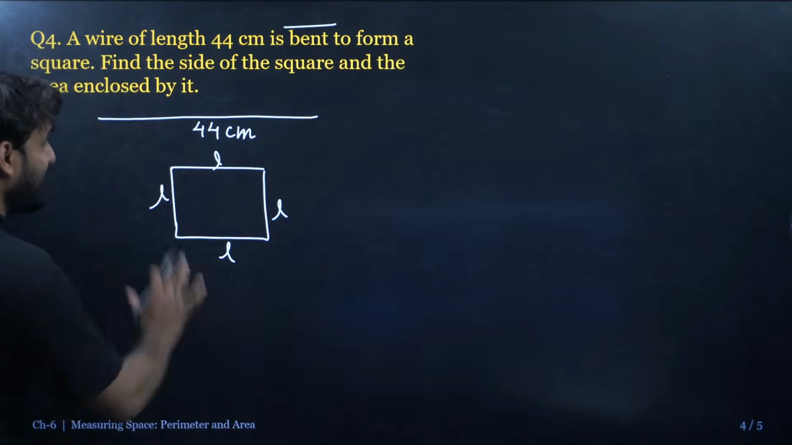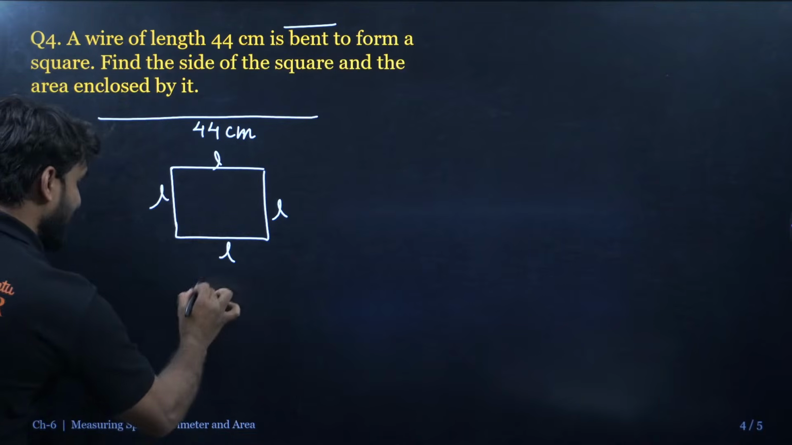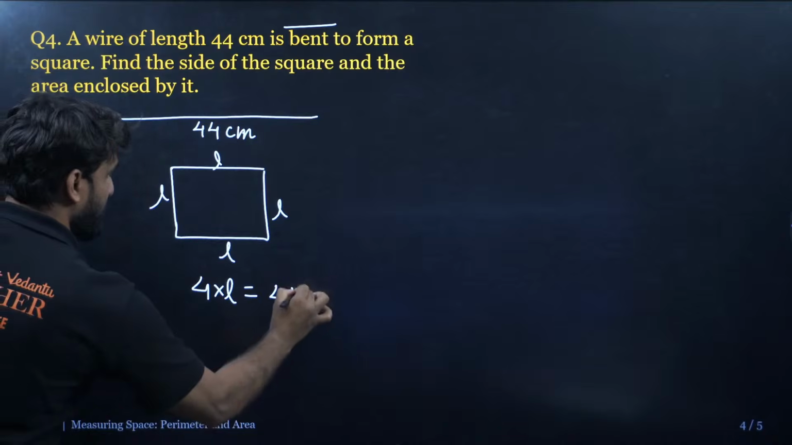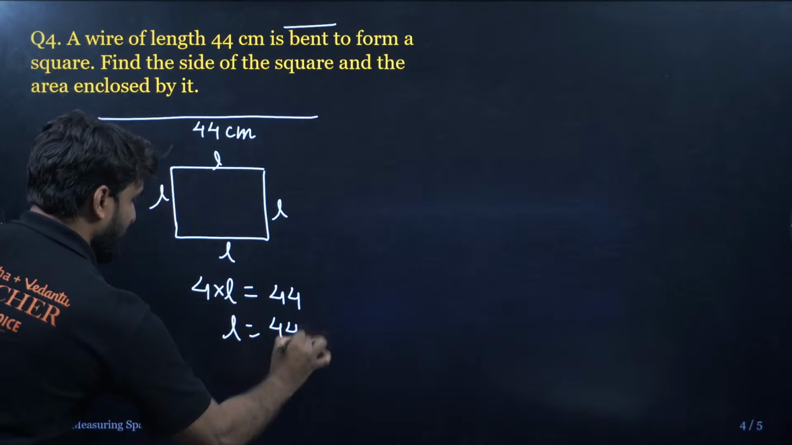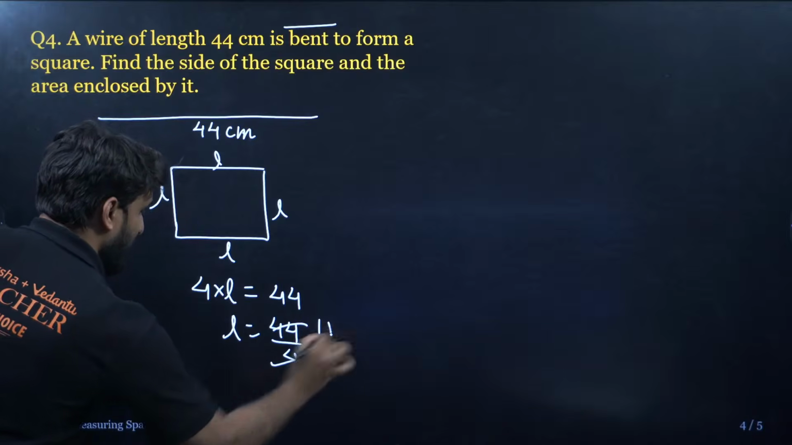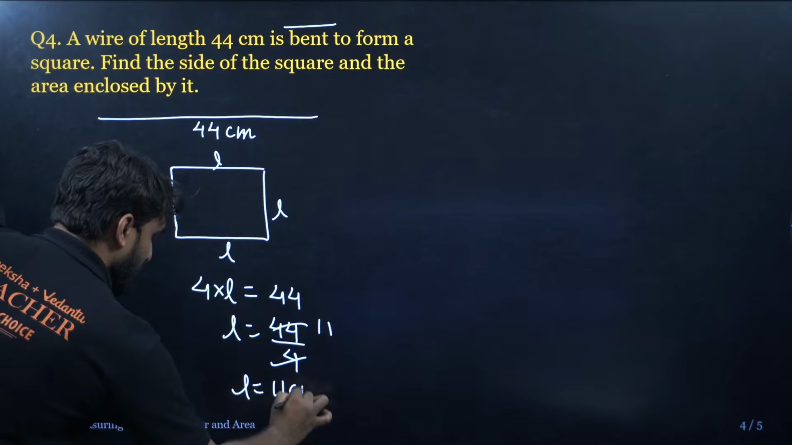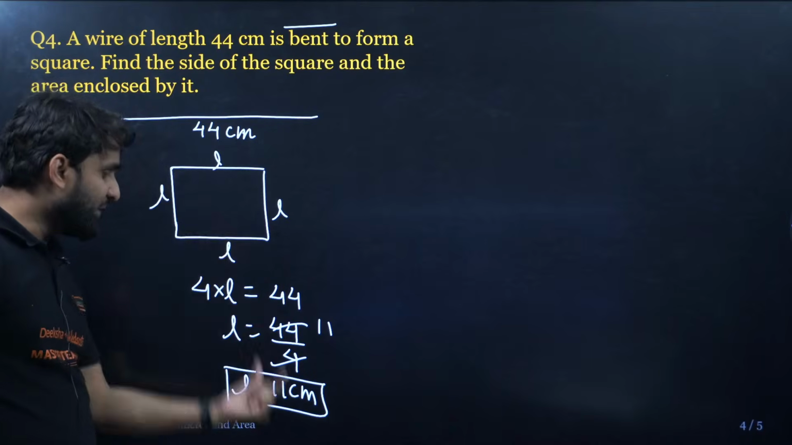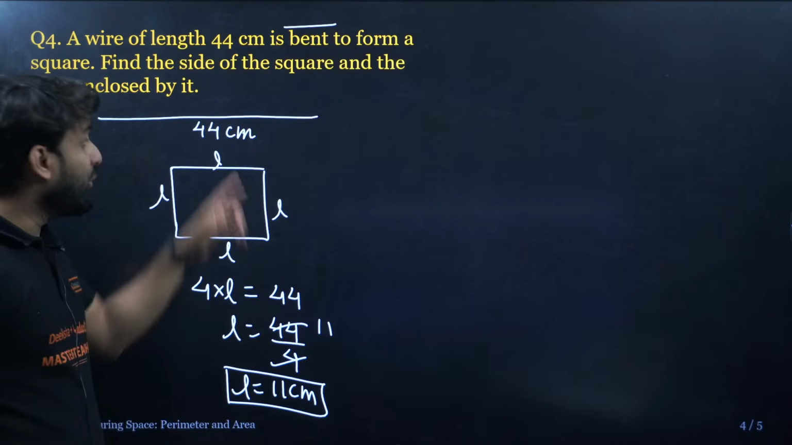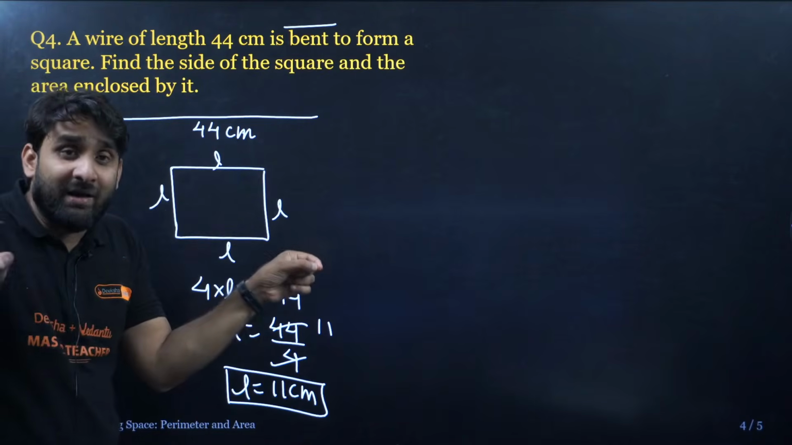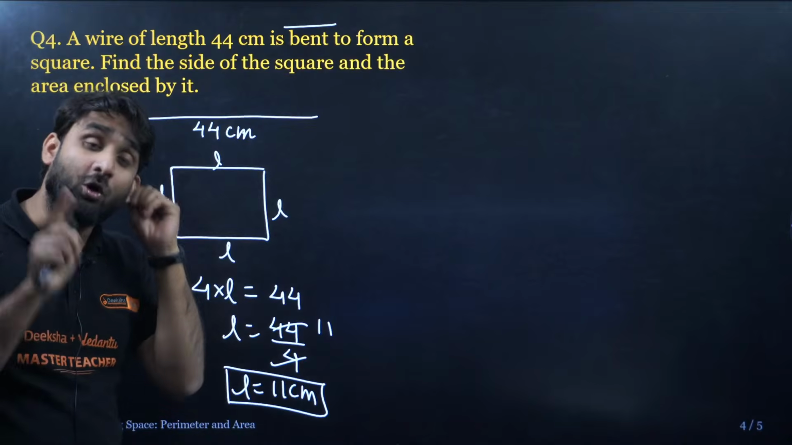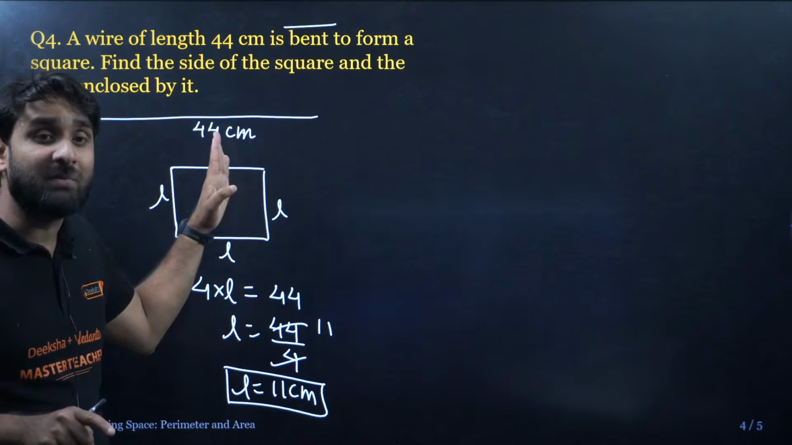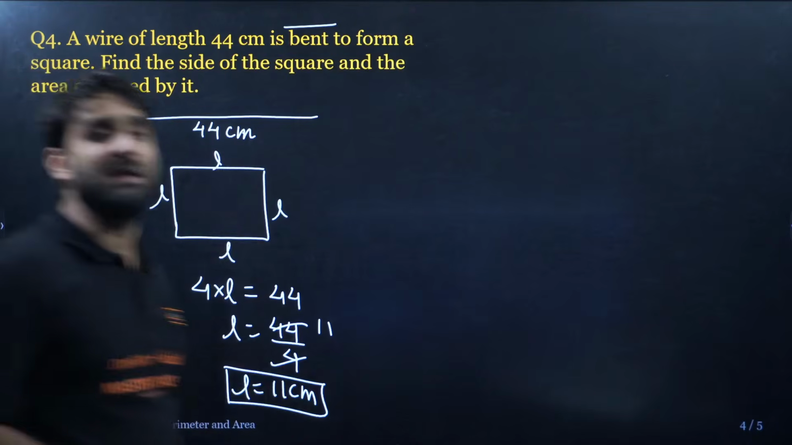So we can write here L plus L plus L plus L and that is equal to 4L. 4 into L will be equal to 44. Right? So L will be equal to 44 divided by 4 and which is equal to 11. So L is equal to 11. So the new square that we have formed here, the side of the square will be 11 centimeter, because 44 centimeter length wire is converted in the form of square. So all the sides should be equal to each other. So we have to divide 44 into 4 equal parts and that's why the side will be 11 centimeter.